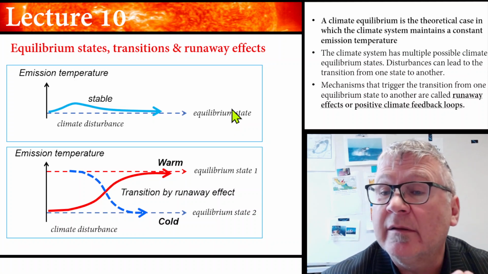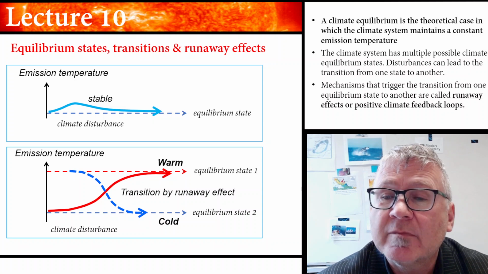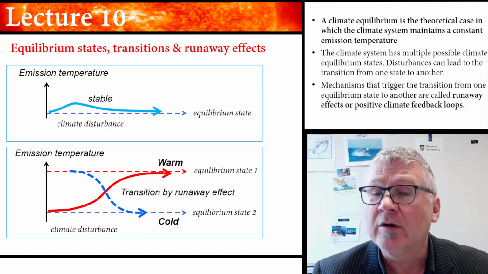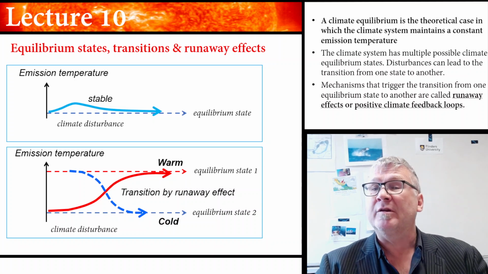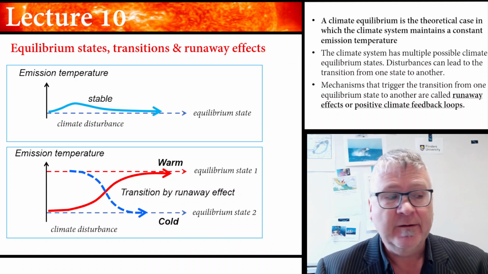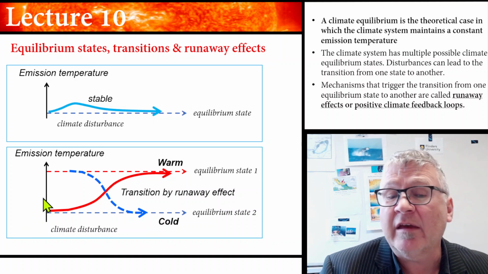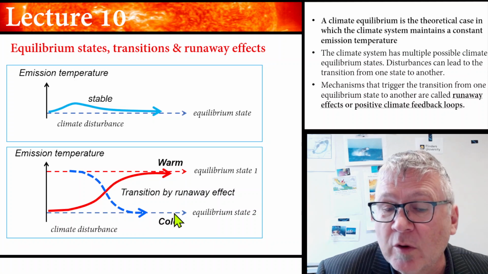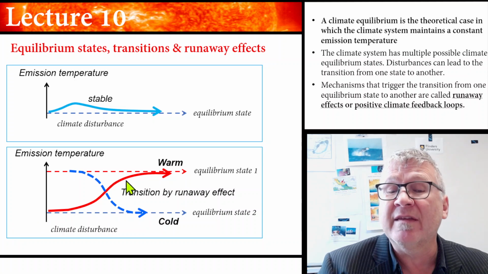However, the climate system has multiple possible climate equilibrium states. Okay? Disturbances can lead to the transition from one state to another. The most extreme transitions are between hothouse and coldhouse climates. Okay, so this is shown in this sketch where you have two equilibrium states, one shown in blue and one in red, and you have a transition from one to another state.